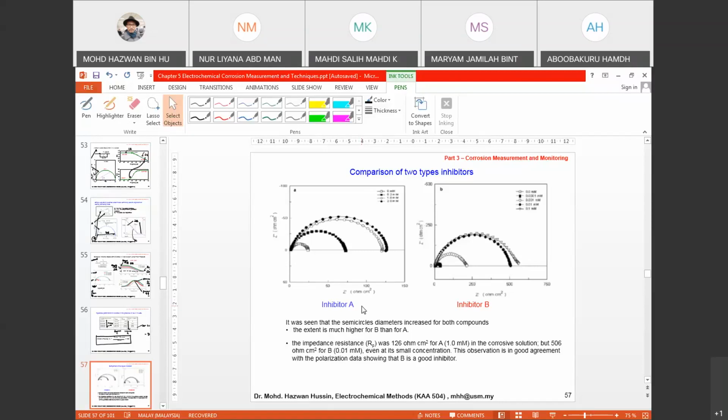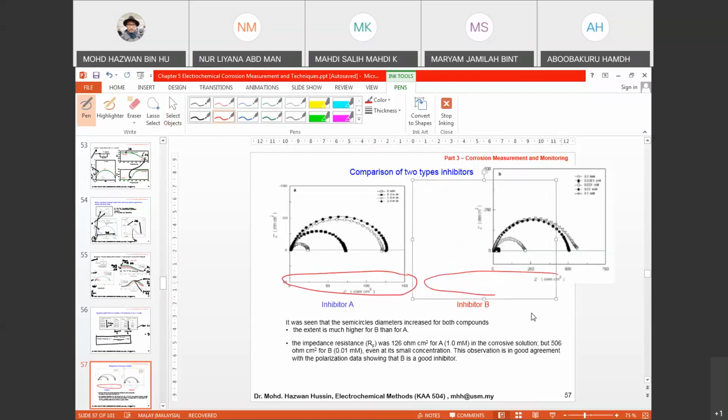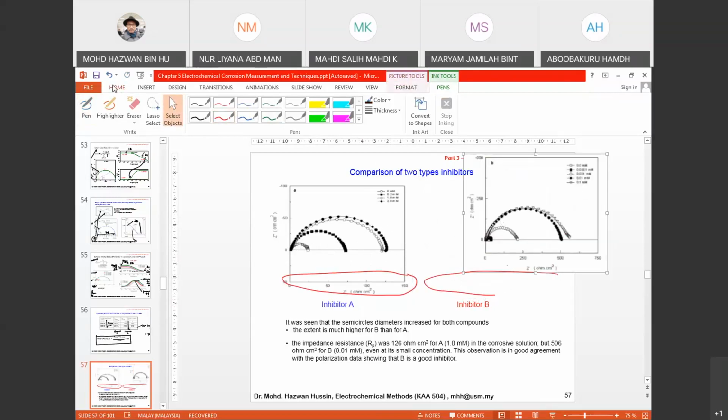Okay, so don't be fooled with the shape. You see that for inhibitor A, the shape is bigger. The semicircular shape is bigger as compared to B. But look at the units over here. Okay.